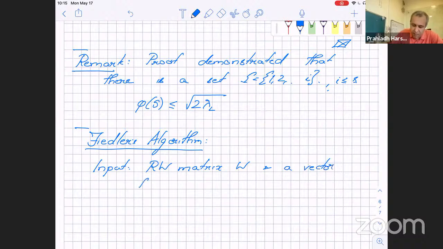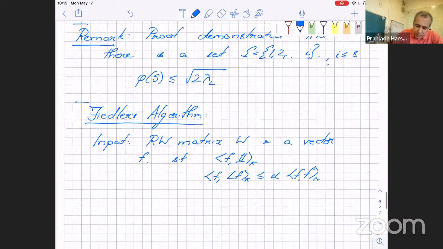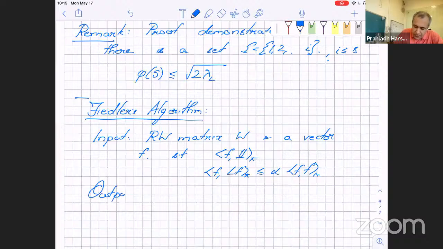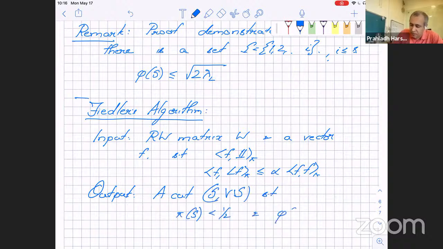And the vector f says that f is orthogonal to the all ones in the phi norm, and f L f phi is, say, less than or equal to alpha times f f phi. Then this algorithm will output a cut S, V minus S, such that phi S is less than half and phi of S is less than or equal to square root alpha.